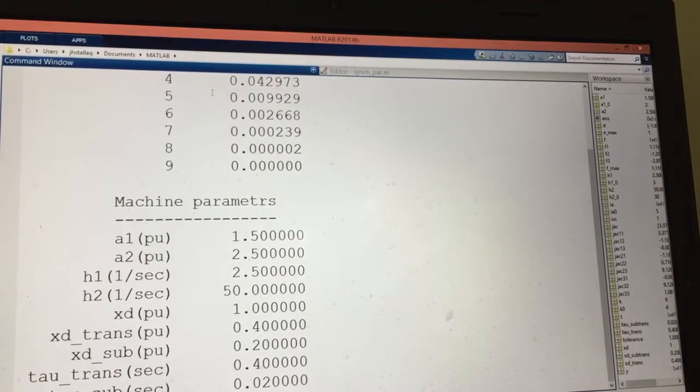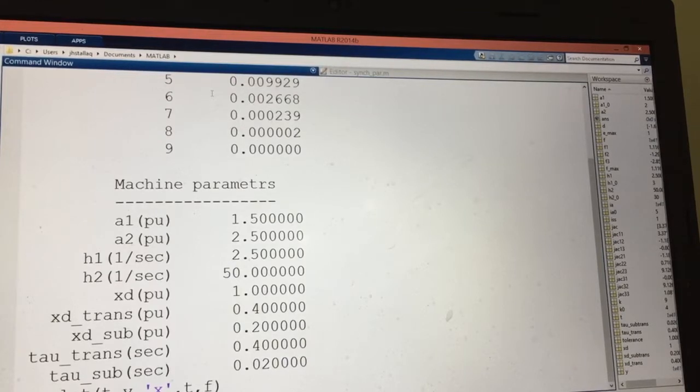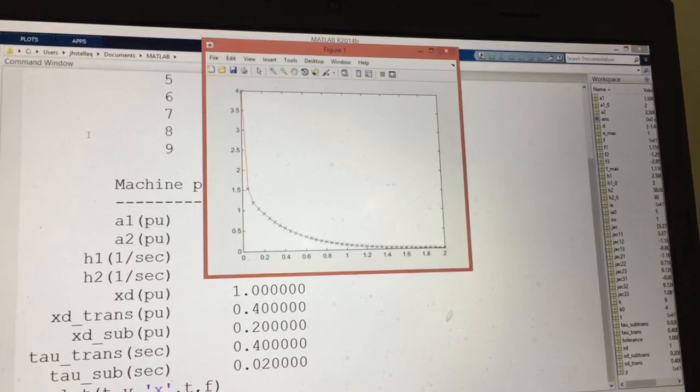So we can plot this one, and let's see how the plot looks. We plot it, and now it will come. That's the plot. This is the plot.